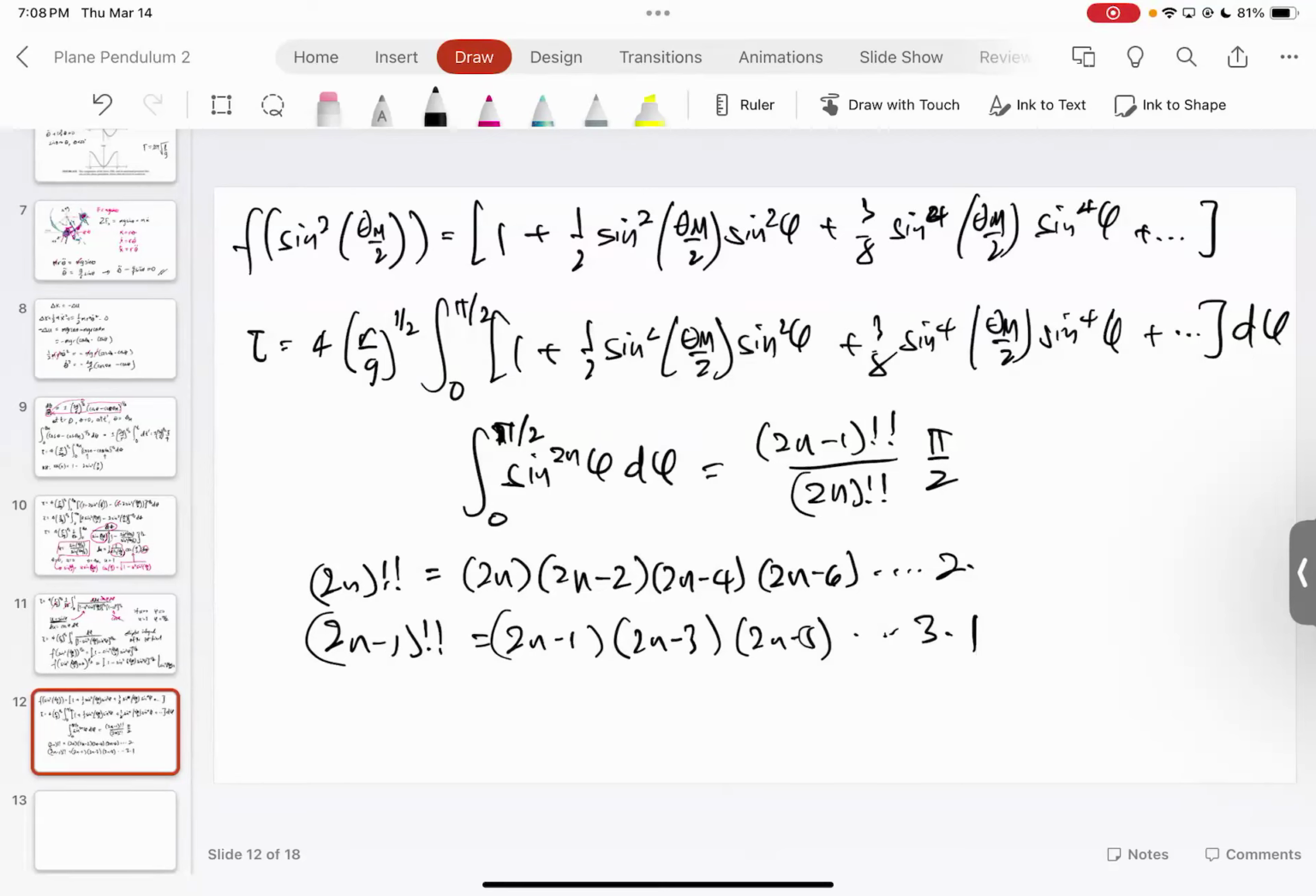Okay, so the first term of the integral is, what is the first term of the integral? The integral of d phi, right, from 0 to pi over 2. So what's the answer? Pi over 2.